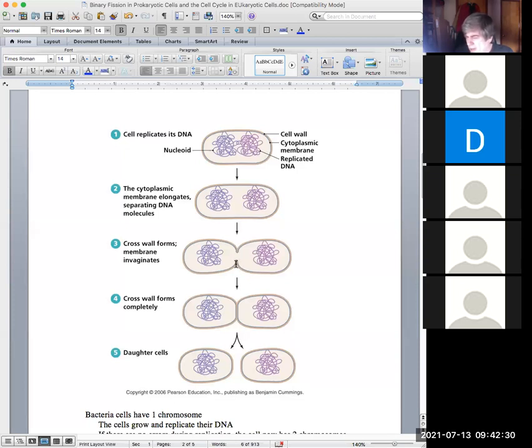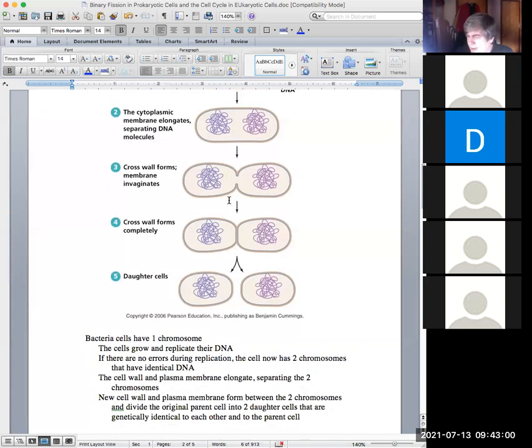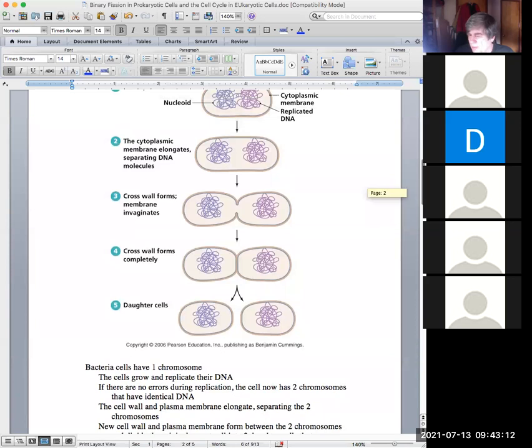Then a cross wall, some new cell wall material, remember prokaryotic cells have a cell wall, a new cross wall and plasma membrane form in between the two chromosomes. We say that the cell membrane and the cell wall are invaginating. And invaginating means they pinch in. Think of one of those long balloons if you pinch in the middle. Eventually, this cross wall and the plasma membrane completely separate our original cell into two cells. And each of the cells has one of the chromosomes.